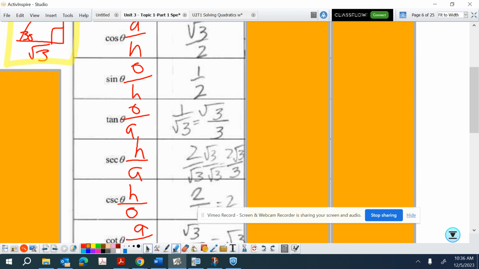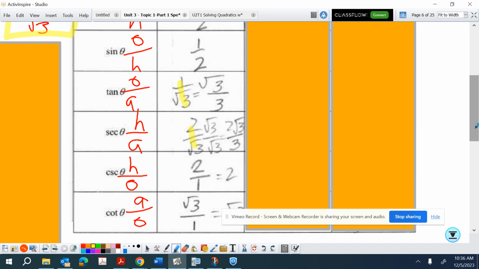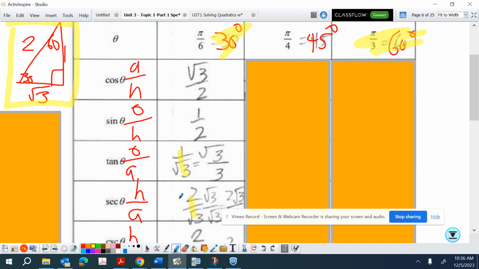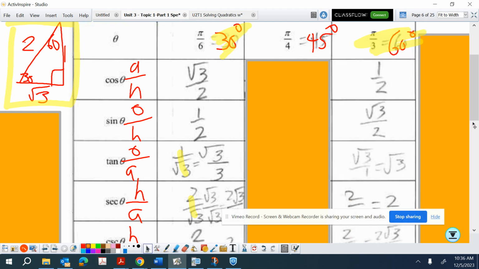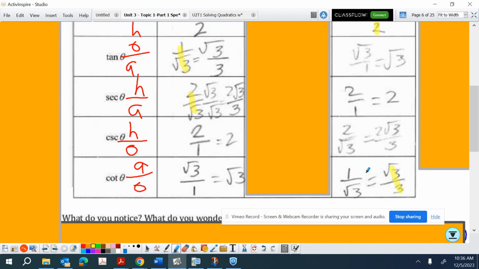Don't worry about rationalizing at this point. Just get the correct ratio. We'll worry about rationalization later. And then lastly, here's the answer to cotan. Now, because we use the same triangle for the 60-degree angle, I'm going to expose that as well. Again, do not worry about rationalizing. Square root of 3 over 2 is fine. Square root of 3 over 3, I'm sorry, 1 over square root of 3 is fine for now. 2 over square root of 3 is fine. Do not worry about rationalizing.